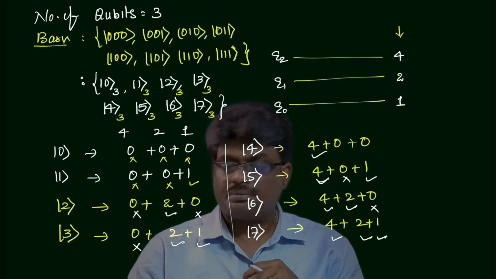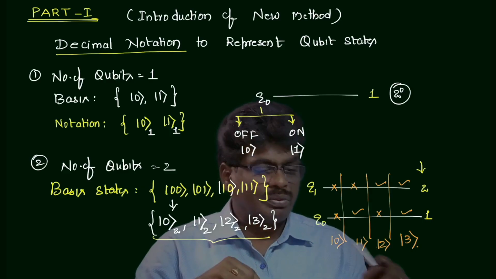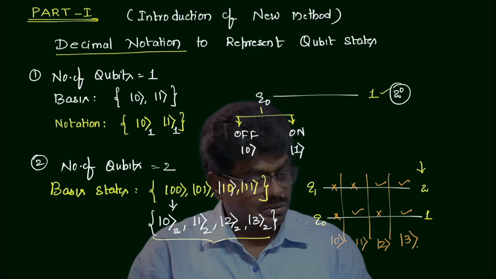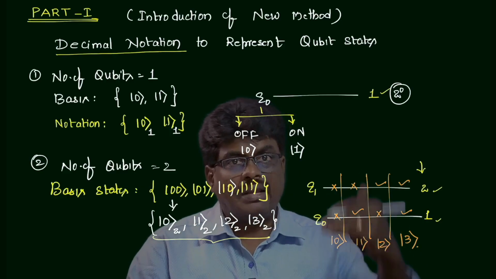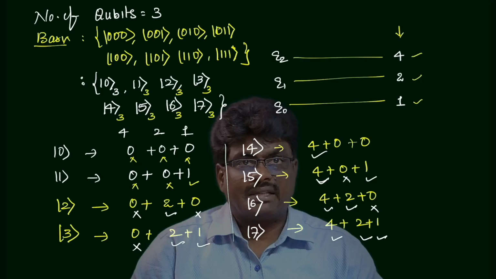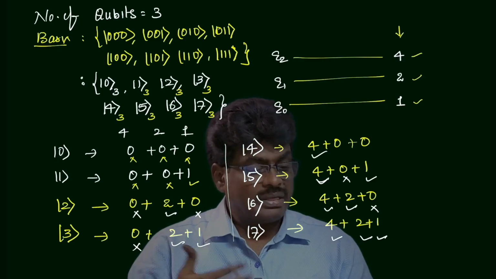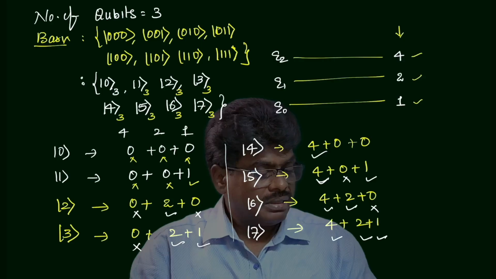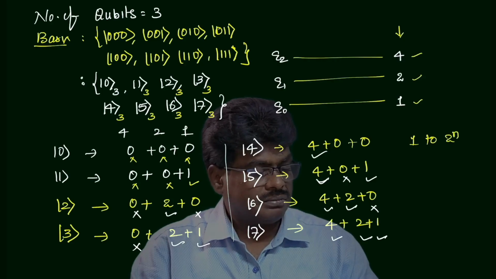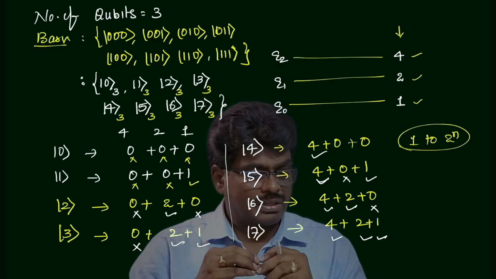Okay, so one more time let me explain briefly. If you have 1 qubit, we will take that as 1 decimal value, and if you have 2 qubits, you have to take it as 1, 2, like this, from LSB to MSB. And if you have 3 qubits, you have to take 1, 2, 4, like that. And 4 qubits, 1, 2, 4, 8. So like this you can take n number of qubits. That means it goes from 1 to 2 power n. So these numbers are very crucial in solving quantum circuits in this new method.